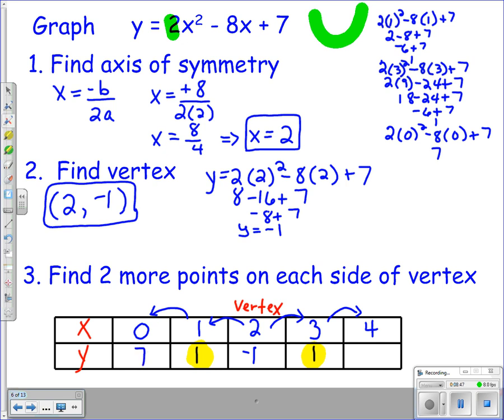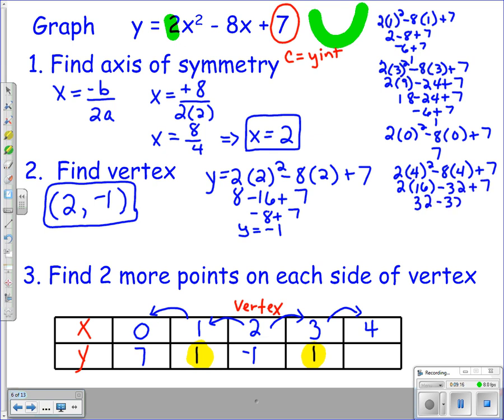And if you notice, please, C up here is the y-intercept on your graph. You will always have C as your y-intercept. So if we just want to check ourselves in regards to that 4 now to make sure that we've really got our vertex in the right spot, we'll have 2 times 16 minus 32 plus 7. So that's 32 minus 32 plus 7, or 0 plus 7.